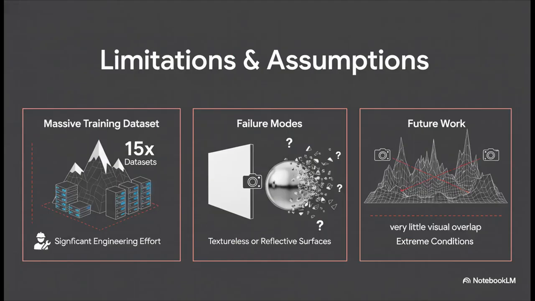But it's also important to understand the context. This amazing performance is fueled by a massive training dataset. They combined 15 different datasets, which is a huge undertaking. And, you know, it's still a vision model. It's probably going to struggle with the usual suspects. Big, textureless white walls, shiny reflective surfaces, things like that. A great next step would be to really torture test it on some extreme cases, like videos with very few overlapping frames, and see where it breaks.